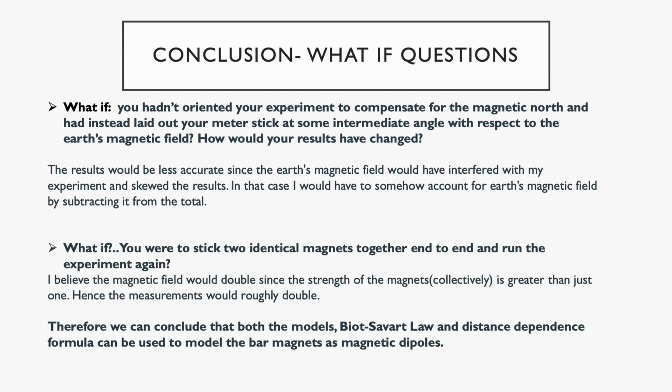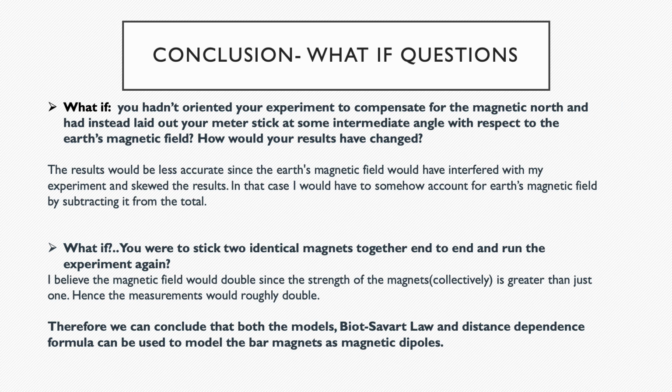Finally, the what if question. So what if I hadn't oriented my experiment to compensate for the magnetic north and had instead laid out my meter stick at some intermediate angle with respect to the Earth's magnetic field? How would my results change? So I believe the results would be less accurate, since the Earth's actual magnetic field would have interfered with my experiment and skewed the results. In that case, I would have to somehow account for the Earth's magnetic field by subtracting it from the total magnetic field.